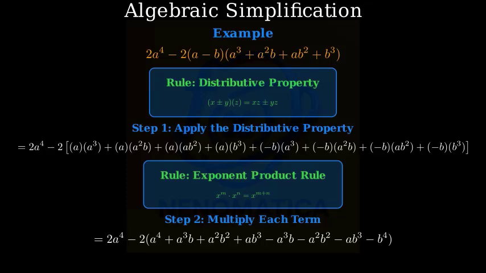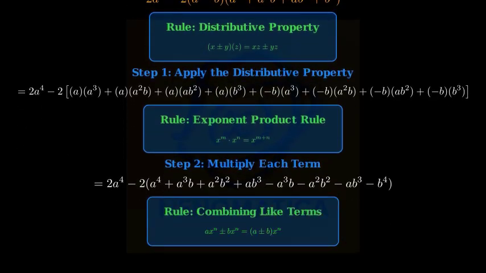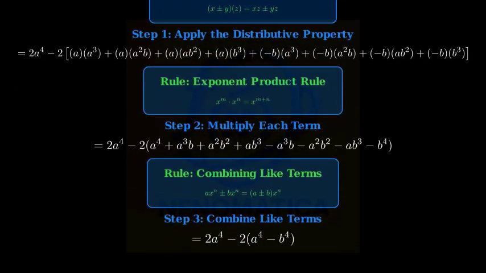Next, let's combine like terms within the parentheses. We need to simplify by combining terms with identical variables and exponents. Notice that a cubed b appears twice, but with opposite signs, so they cancel out. Similarly, a squared b squared appears twice with opposite signs, so they also cancel out. The same applies to ab cubed. They cancel each other out. So we're left with a to the fourth power minus b to the fourth power inside the parentheses.